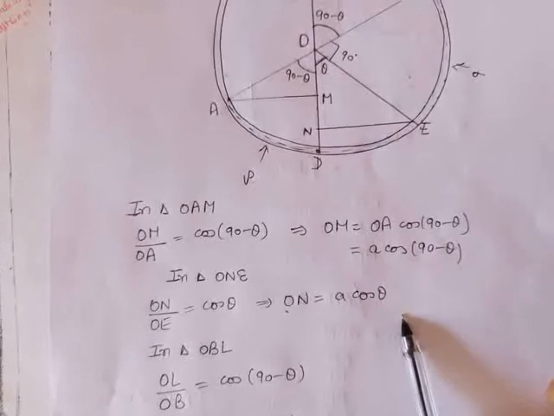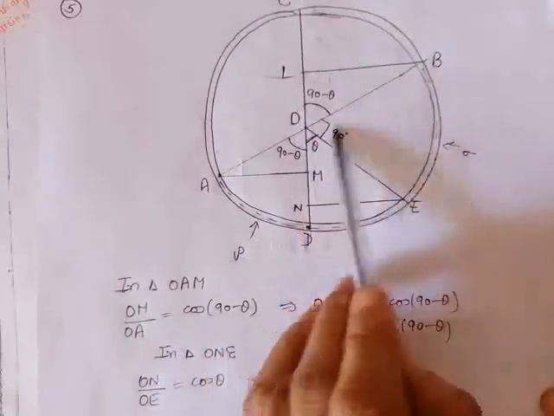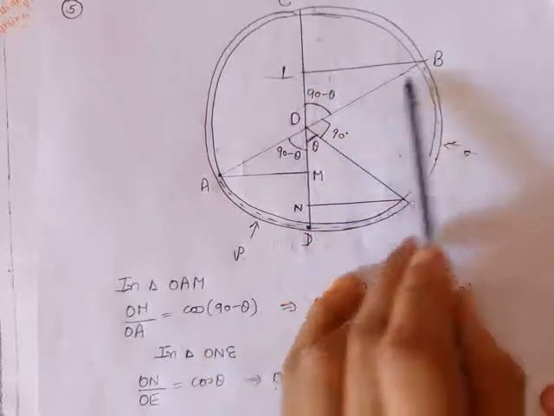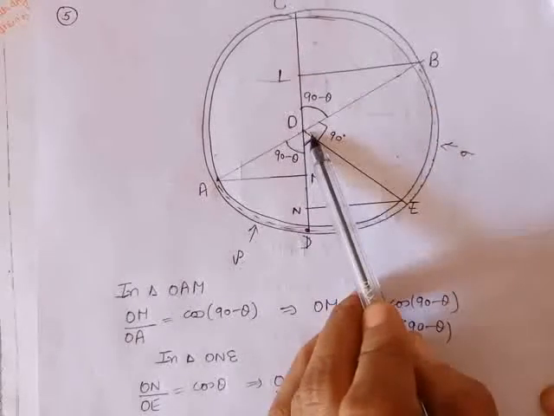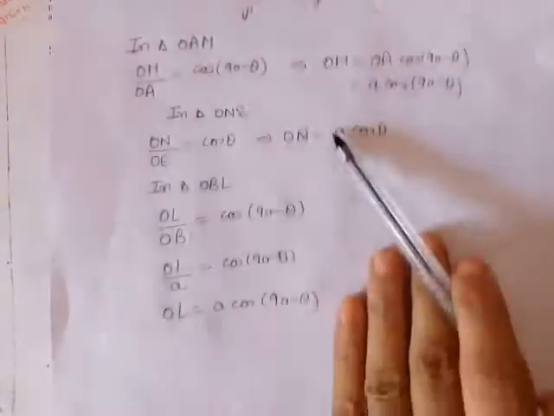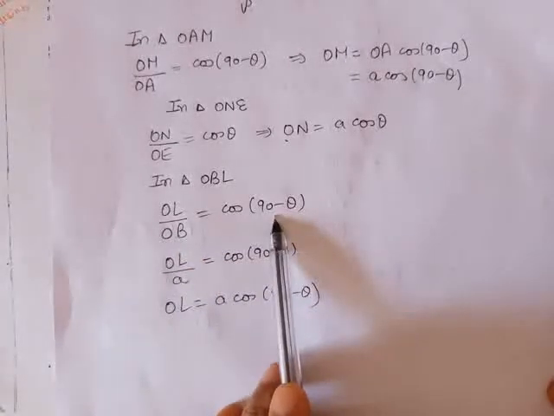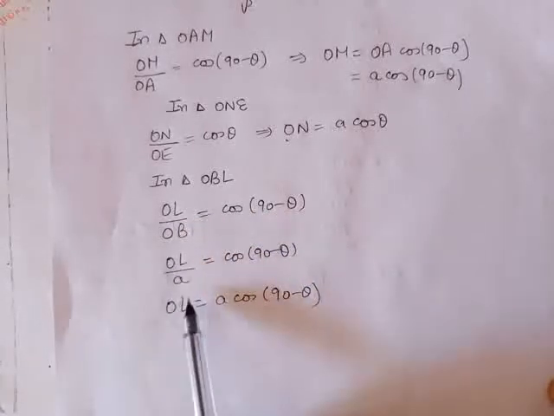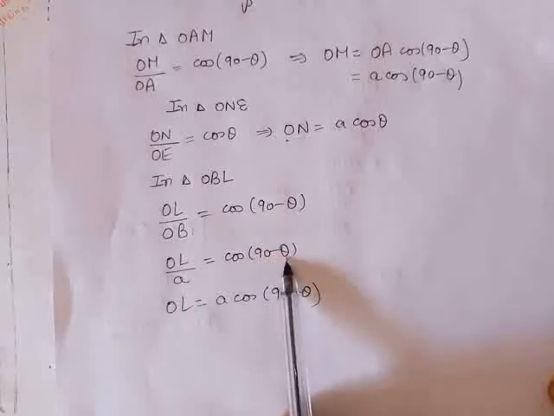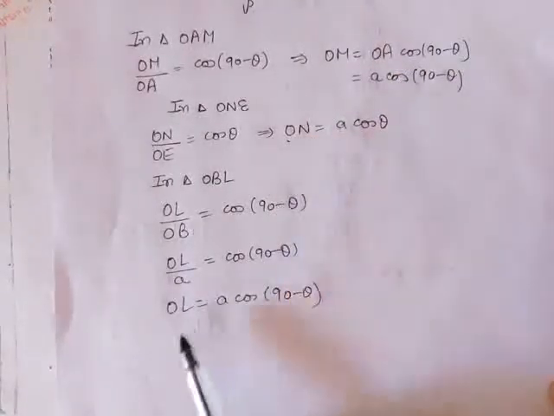Now we are to find the length OL. You can find OL from this right angle triangle. In this triangle, OL is the base, OB is the hypotenuse. So OL upon OB, that will be cos of this angle. So OL upon OB is equal to cos of 90 minus theta. OB is the radius of the circle, which is A. So OL is equal to A into cos of 90 minus theta. So we have obtained the values of the distances OM, ON and OL.